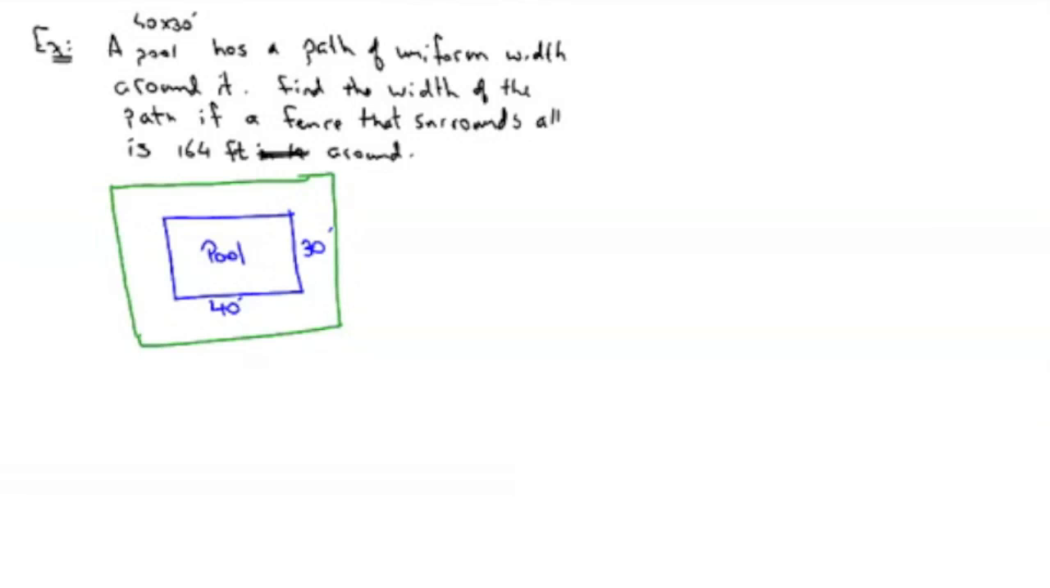So what is my unknown? I mean, that's really important in word problems. What don't I know? The width of the path. So let x equal width of path. So where do I measure it in my picture? In between the pool and the fence. So this distance from here to here is x feet. Well, if that's x feet, so is the distance from here to here, because it has to be uniform. So is the distance between here and here, and here and here. So all those little black arrows are just x feet in length.